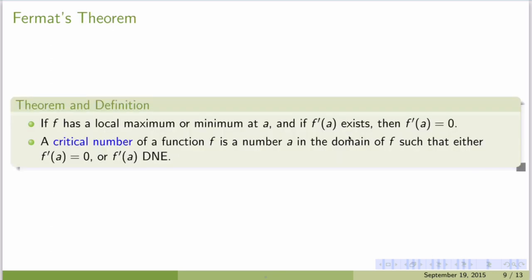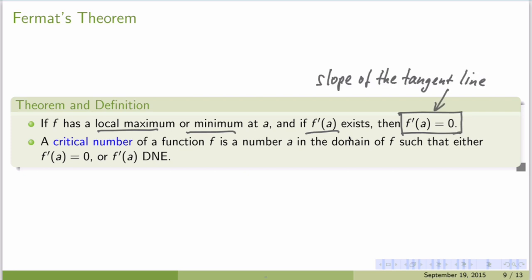We call this Fermat's theorem, because Fermat was somebody who observed this relationship. If f has a local maximum or minimum at a point a, and if f prime exists, then f prime at this location is 0, and we know f prime is the slope of the tangent line. And then we include a definition in this context: we call a critical number of a function f a number in the domain of f such that either f prime is 0 or f prime does not exist.